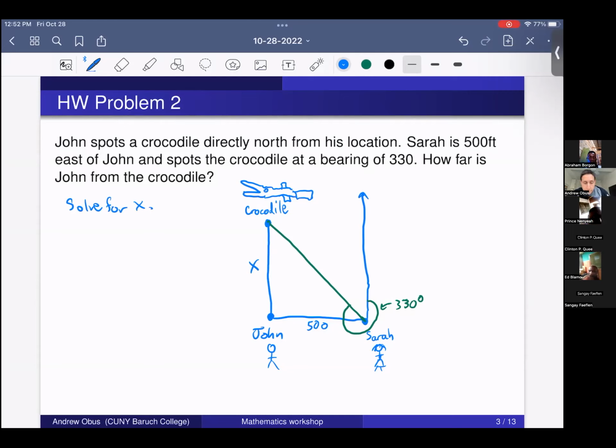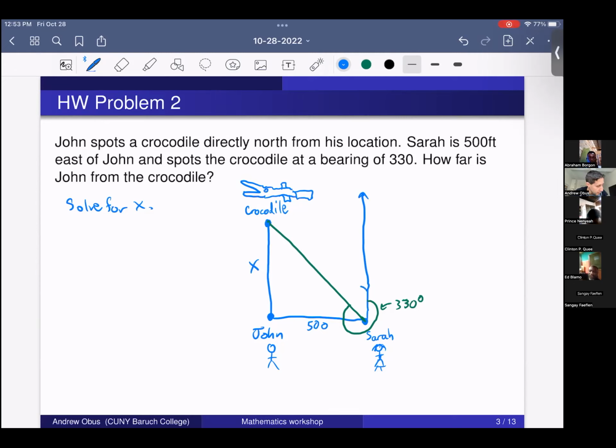Hello? Ed? I think we start out by finding the little angle to the 330 degrees. Let's find a portion of the angle over there, then we'll be able to find the other one. So which angle? The angle right to where Sarah stands.